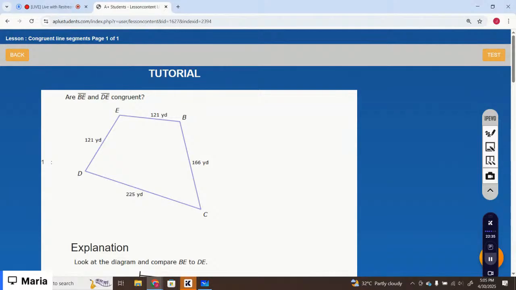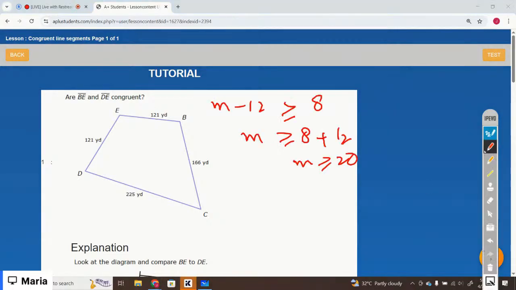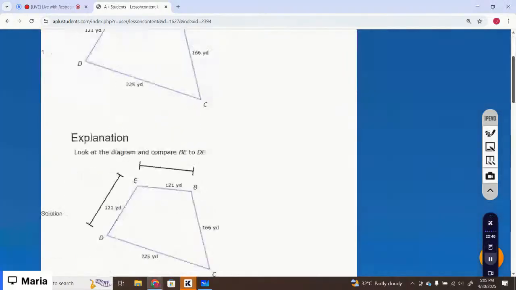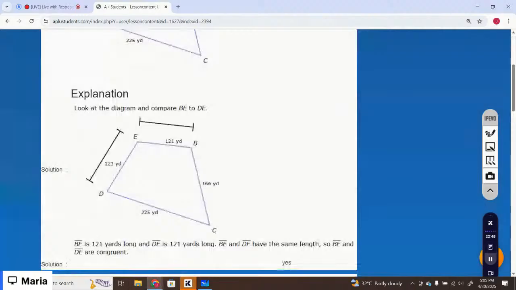If BE and DE are congruent, BE is 121 yards and DE is also 121 yards. So both sides are exactly the same length. So BE and DE are congruent.